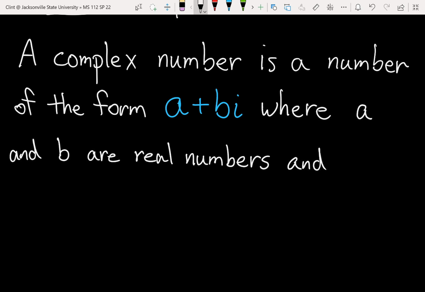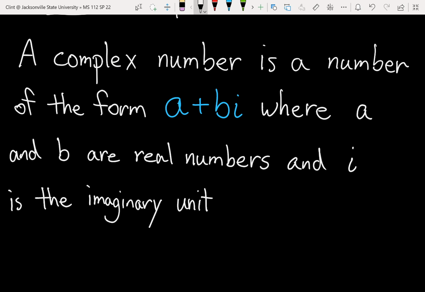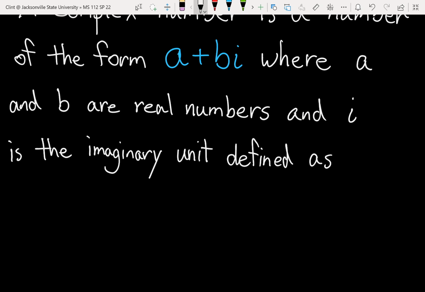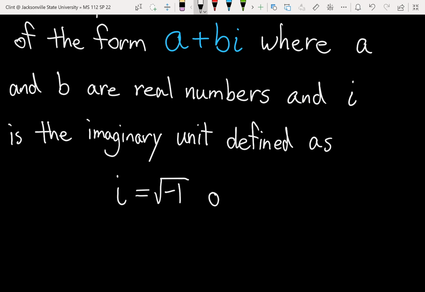And i here is what we call the imaginary unit. For the imaginary unit, we're going to say that i is the square root of -1. Or lots of times we think about it this way, that i squared equals -1.